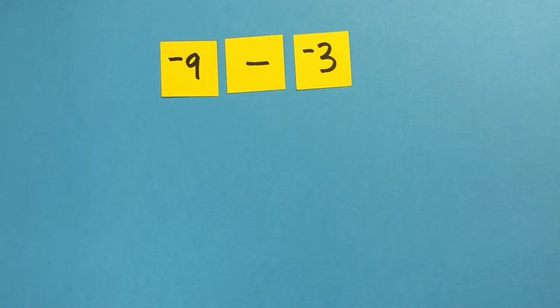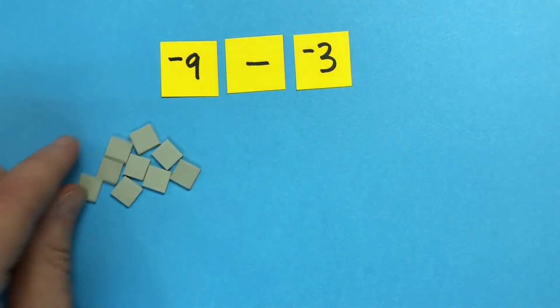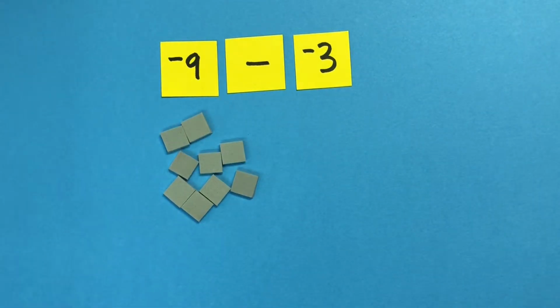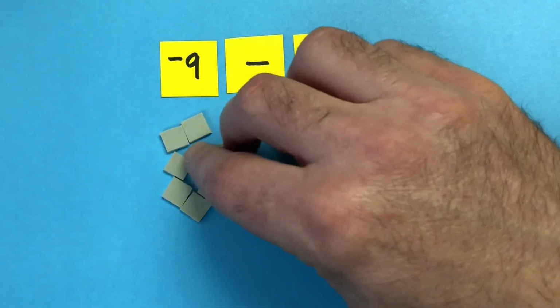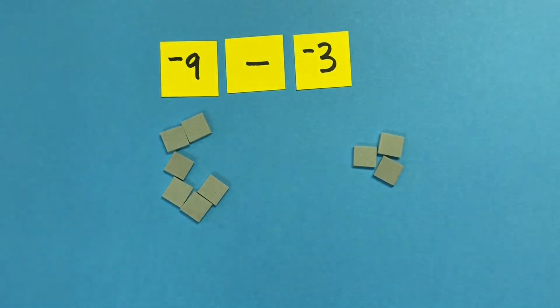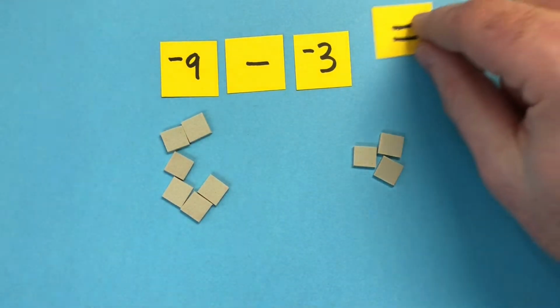Here's another example that we can do. Negative 9 minus negative 3. Now what's interesting about this example is that usually we don't subtract negatives until much later on, but with the materials, this is going to make a lot of sense. So just like when we had the positive minus a positive, we're going to start with our first number. In this case, it's negative 9. And now we're going to take away or remove 3 negatives, or negative 3. So we put those to the side. And what do we have left? Negative 6.